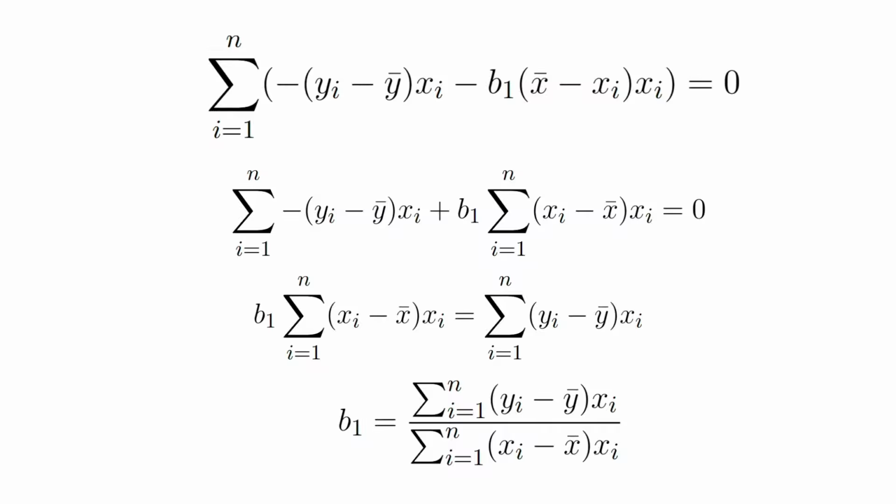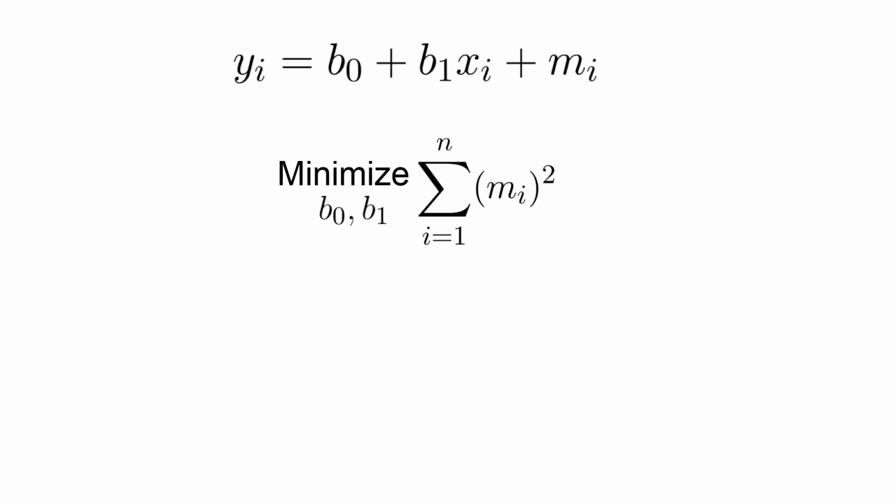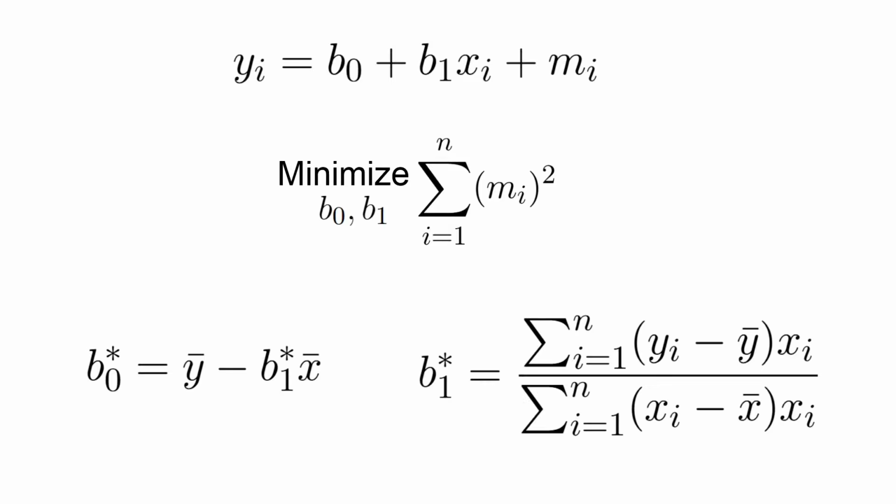So to sum everything up, we began with this equation for i equals 1 through n, or n equals 30 in our case, right? And we wanted to find b0 and b1 such that the sum of square prediction mistakes is minimized. After a bit of calculation, we ended up with a unique set of b0 star and b1 star, which are the ones that minimize the sum of square prediction mistakes. These are the only ones, and there are no others that achieve our goal.